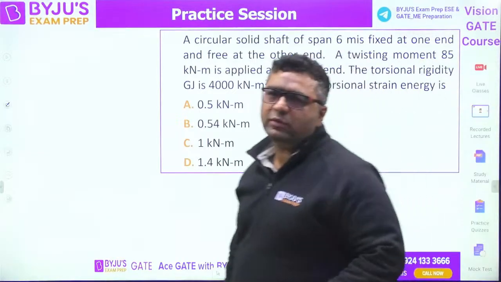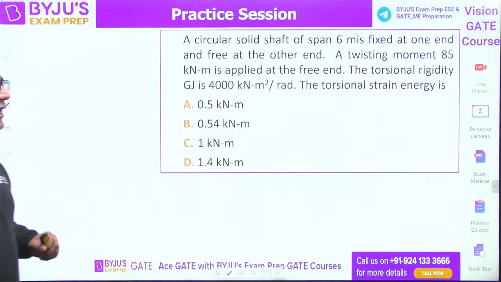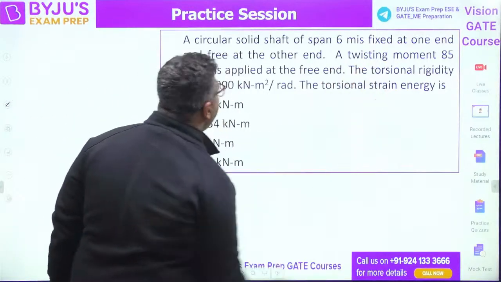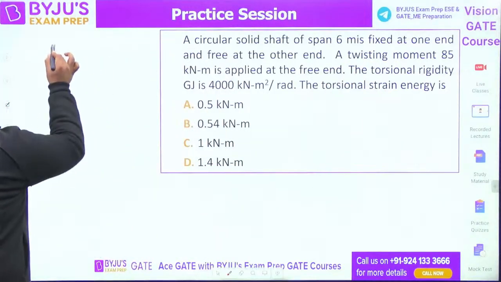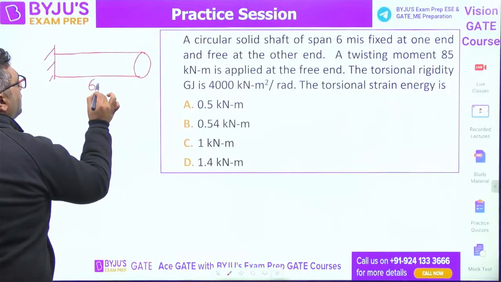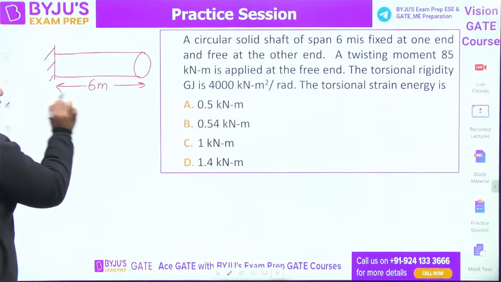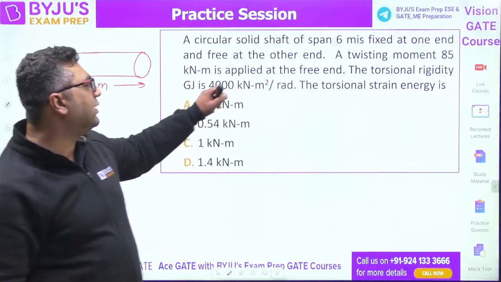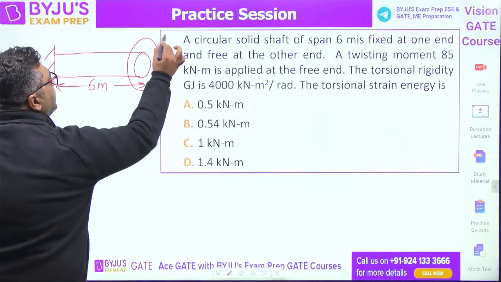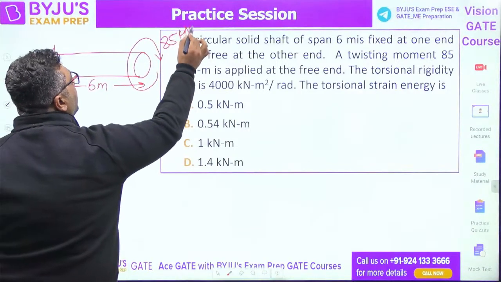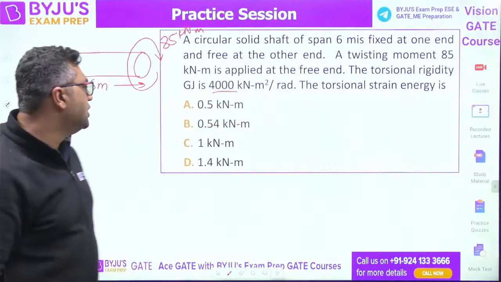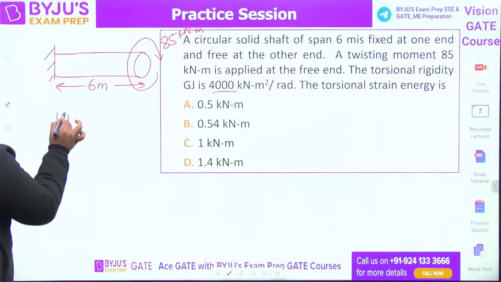Yes, this is from torsion. So I told you yesterday, torsion also. A circular solid shaft of span 6 meter is fixed at one end and free at the other end. So you are having a shaft like this, which is 6 meter long. Fixed at one end, free at other end. A twisting moment of 85 kilonewton meter is applied. Okay, so next we are going to have the torsional rigidity of this. So we are having GJ, you need to find out torsional strain energy.